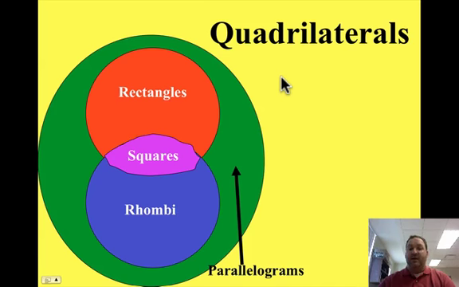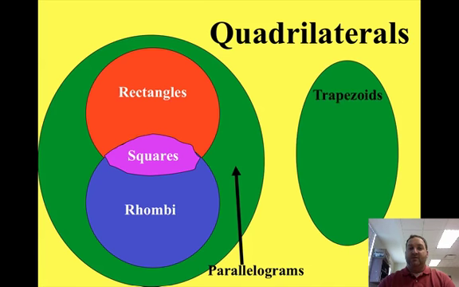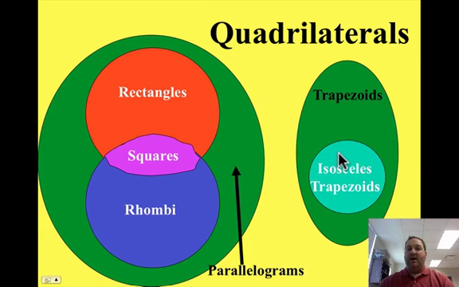Don't forget the other side of the family is trapezoids. Trapezoids are not going to overlap with parallelograms because it's all based on how many pairs of parallel sides you have. Parallelograms have 2 pairs of parallel sides. Trapezoids only have 1. And inside of trapezoids, we have isosceles trapezoids. So again, if I were to put my mouse here, I'm touching an isosceles trapezoid, I'm touching a trapezoid, I'm touching a quadrilateral. So there you go. Hopefully that breaks it down for you.